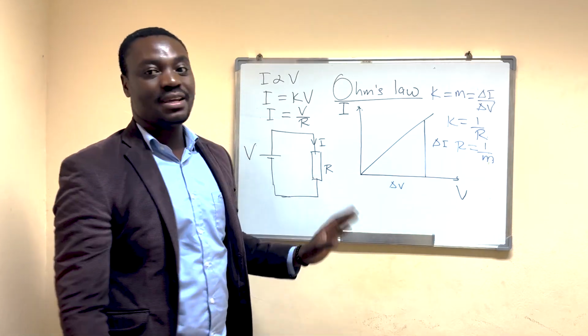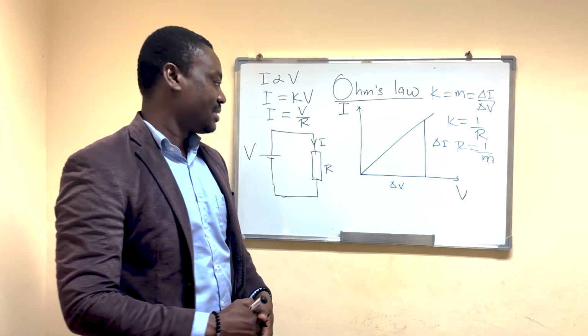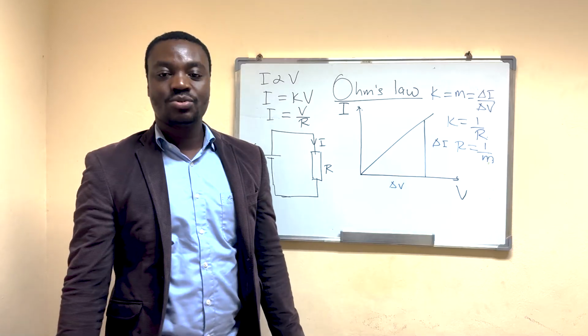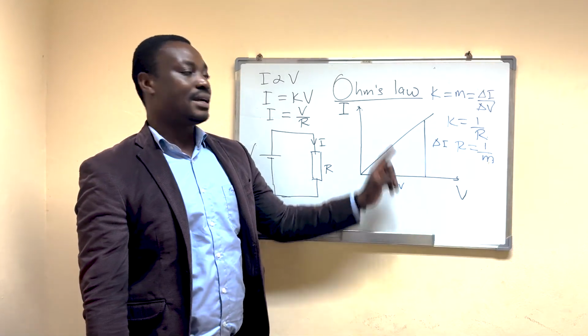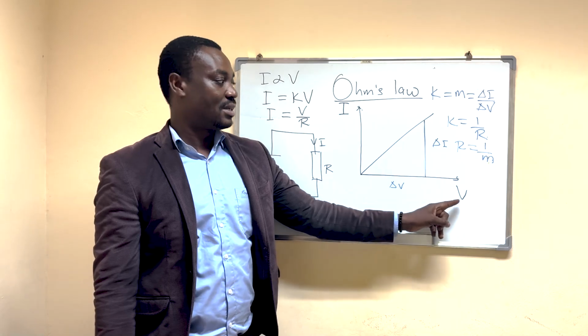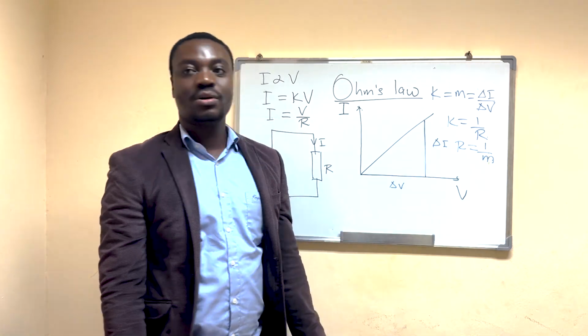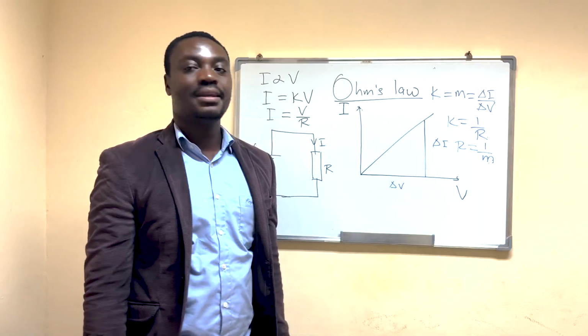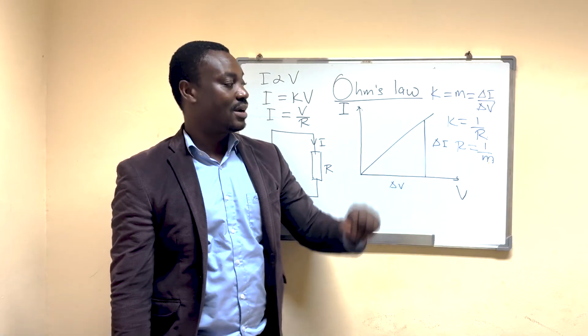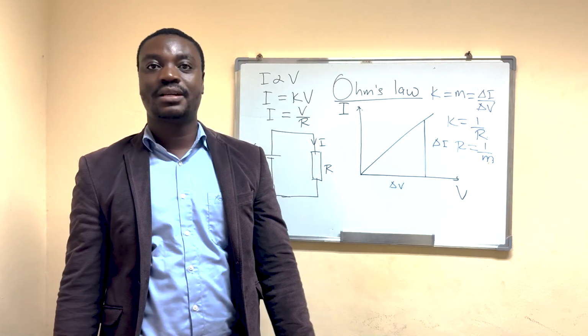So in a nutshell, this is how you determine the resistance of a resistor in the laboratory. If you are given a resistor and you don't know its resistance, you connect it to a voltage source, vary the voltage source, then plot a graph of current against voltage. Then calculate the slope of the graph, and the inverse, or 1 over the slope, gives us the resistance.